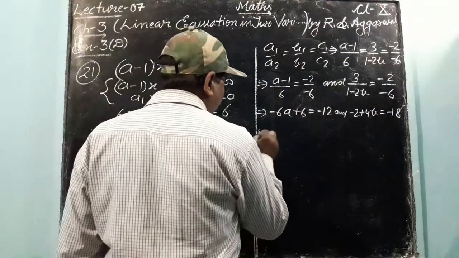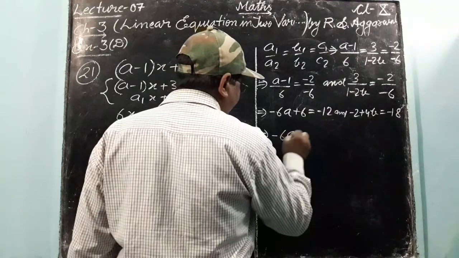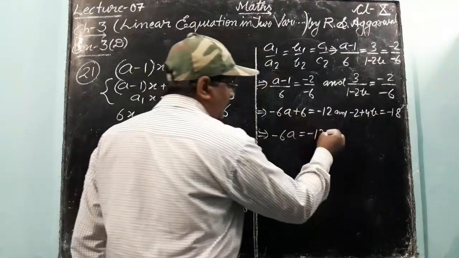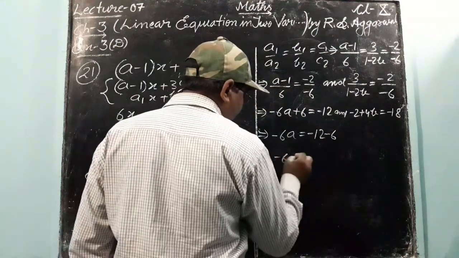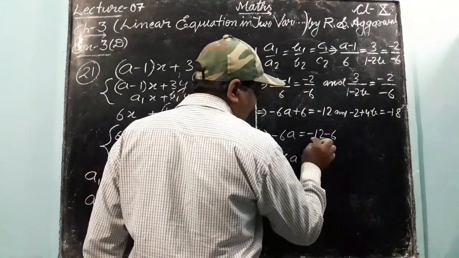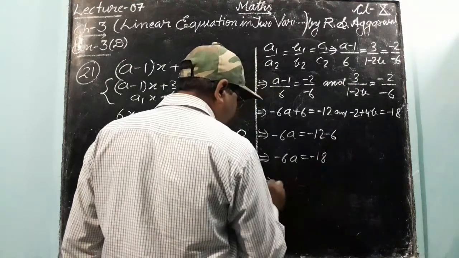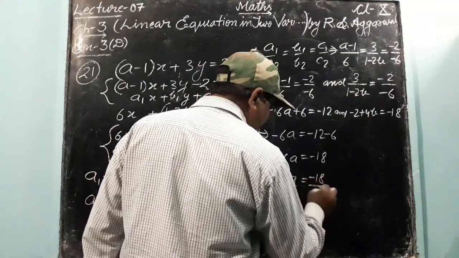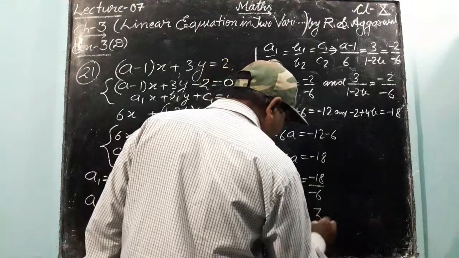Now you both solve, then you will get minus 6A is equal to minus 12 plus 6 transpose, minus 6, and finally you will get minus 6A is equal to minus 12 and 6, 18. Minus 18, and therefore A is equal to minus 18 divided by minus 6. Finally you will get A is equal to plus 3.